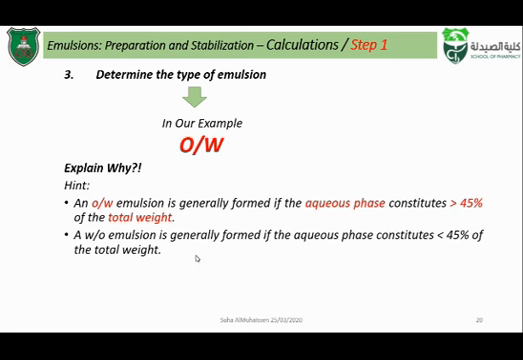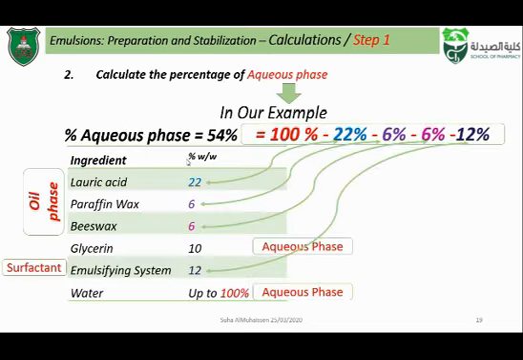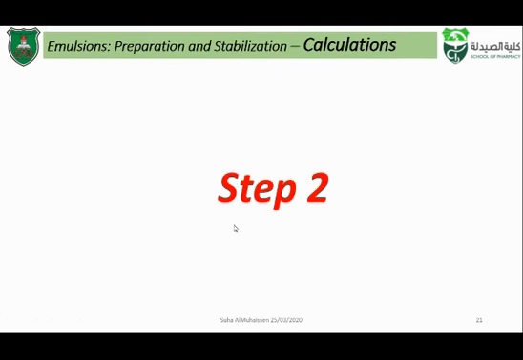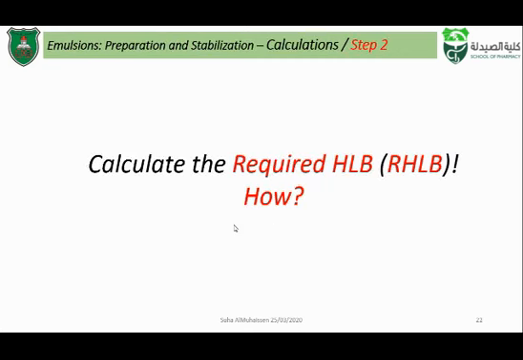Then, in our example, our emulsion is oil in water, since the aqueous phase is 54% of the total emulsion weight. Now, we need to calculate the required HLB. RHLB. What is the required HLB and how to calculate it?